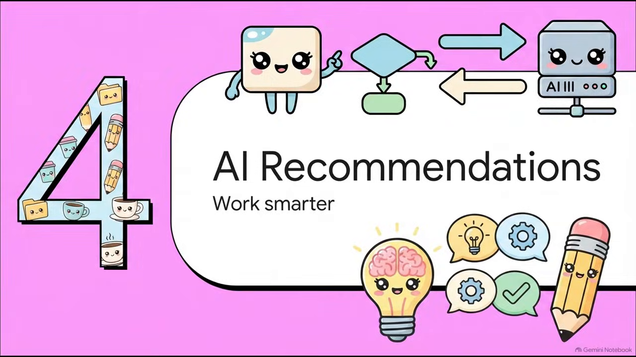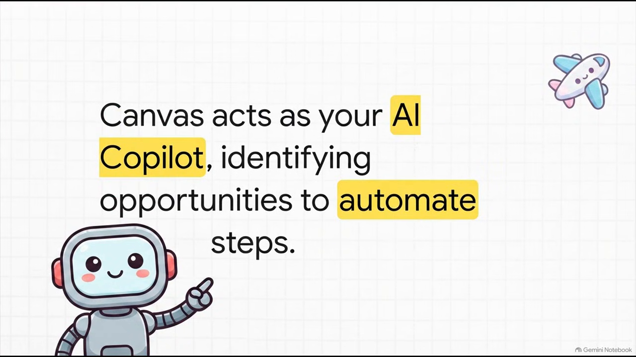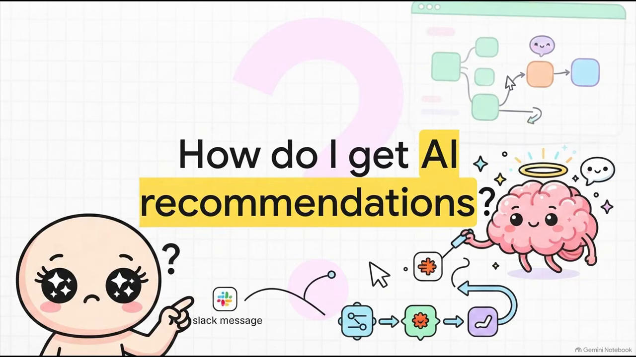All right, Section 4. Letting AI recommend steps. You know we love working smarter, not harder. Canvas actually acts as your AI co-pilot. Once your beautiful diagram is sketched out, it automatically looks at the whole picture and identifies opportunities where you can replace a boring manual chore with an automation. So how do I get recommendations for a step?